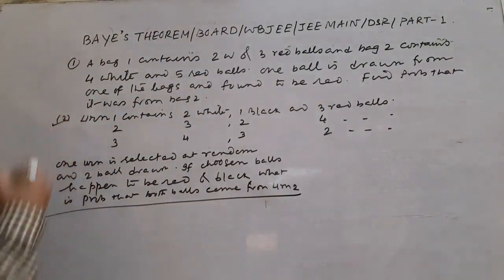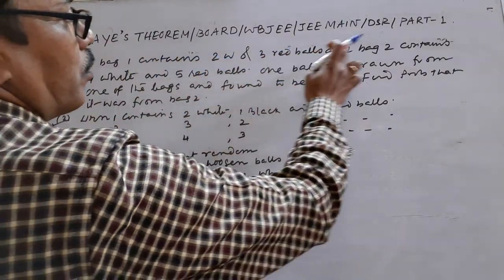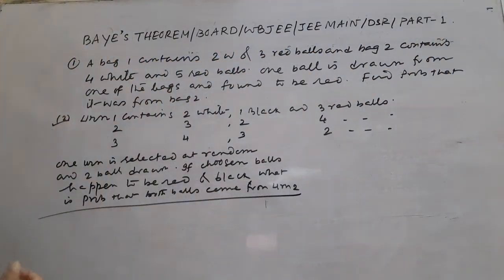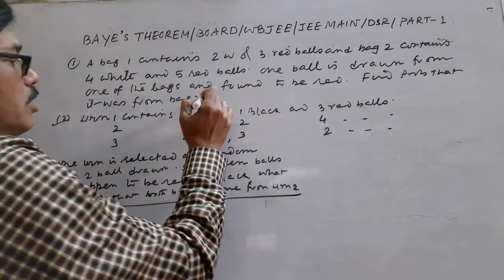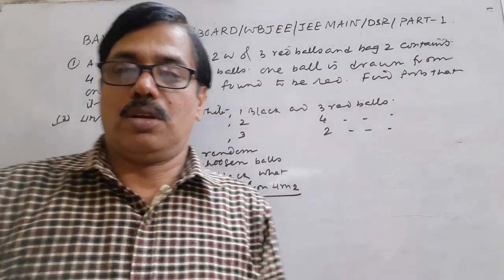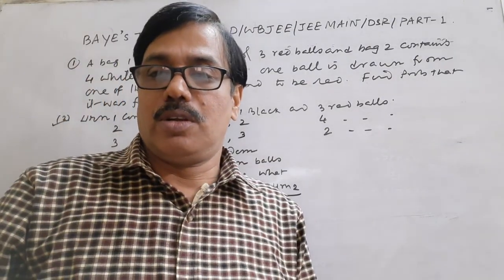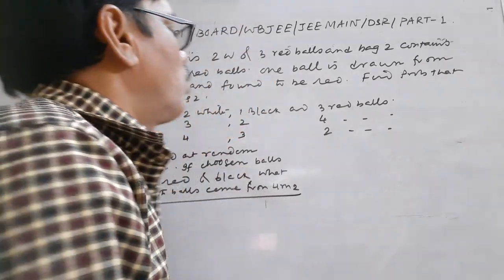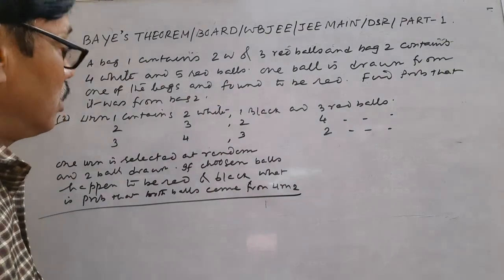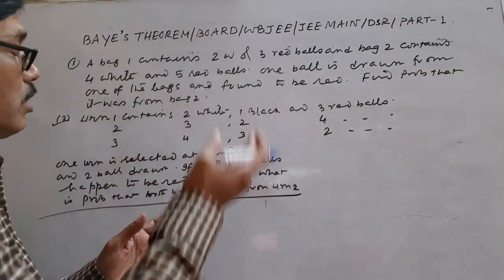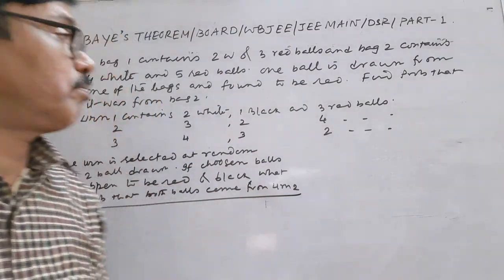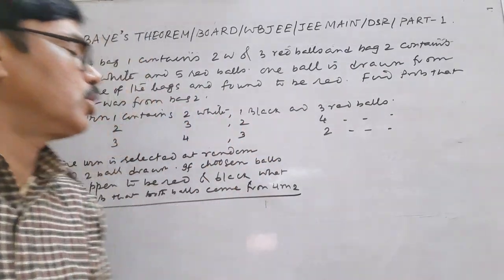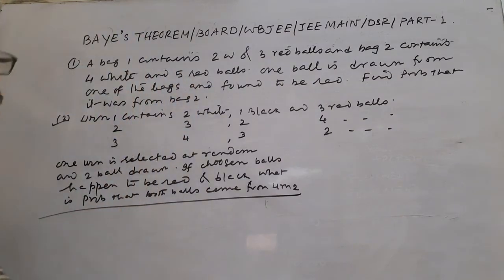Two similar problems. Bag 1 contains 2 white and 3 red balls, and bag 2 contains 4 white and 5 red balls. One ball is drawn from one of the bags and found to be red. Find the probability that it is from bag 2. From total probability we found the probability of a white ball, but here it is given that the ball drawn is known, so it may be from bag 1 or bag 2. What is the probability that it is from bag 2?